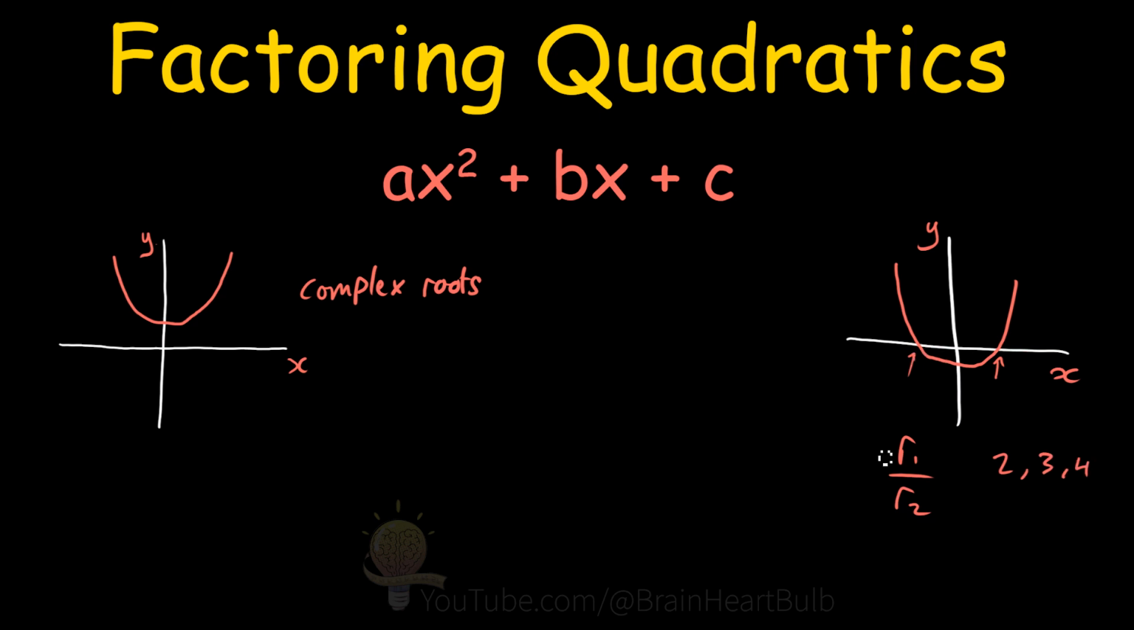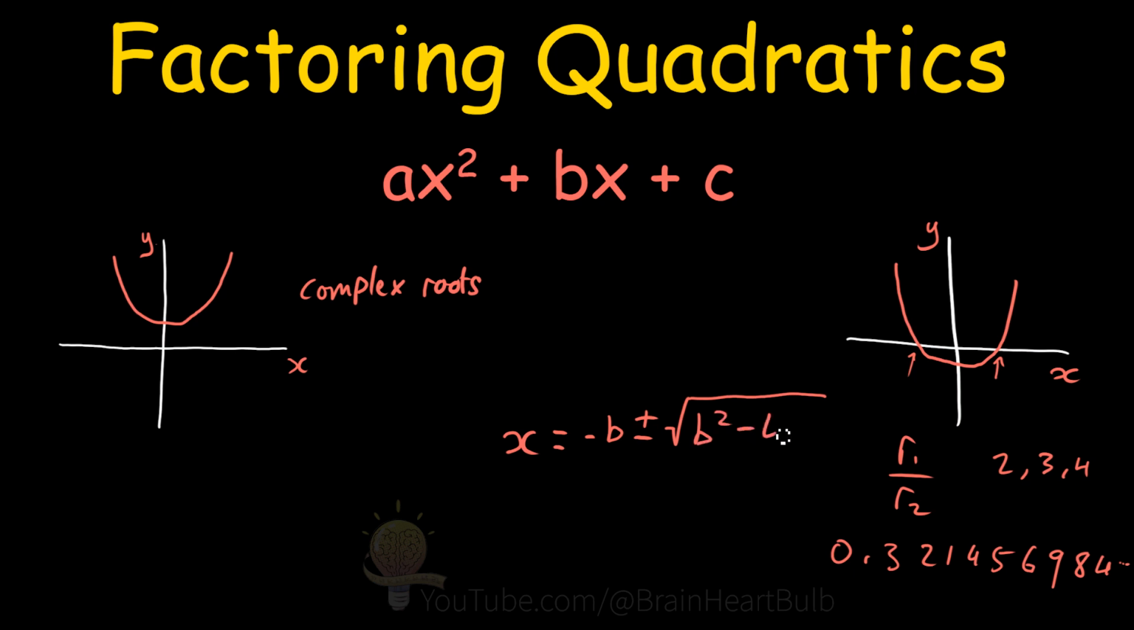So in the situation where our values of x are irrational, in other words, we have a number that goes on forever, we need to use something called the quadratic formula to solve our quadratic equation. And the quadratic formula looks like this, where our values of x are equal to minus b plus or minus the square root of b squared minus 4ac divided by 2a.